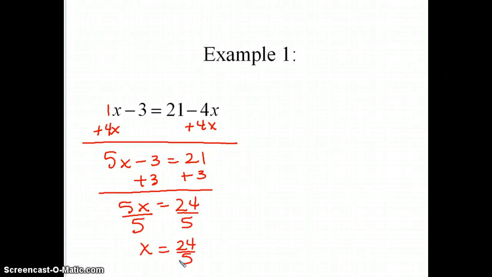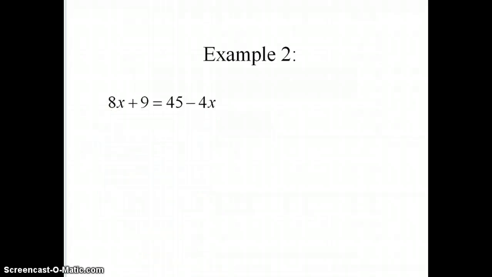24/5. Now, this is kind of a funny answer, but I wanted to make sure we had one sample where we had a fraction as a possible answer, so that you realize that all of our answers are not always integers or whole numbers. Sometimes we do have fractional answers. Moving on to example number 2.